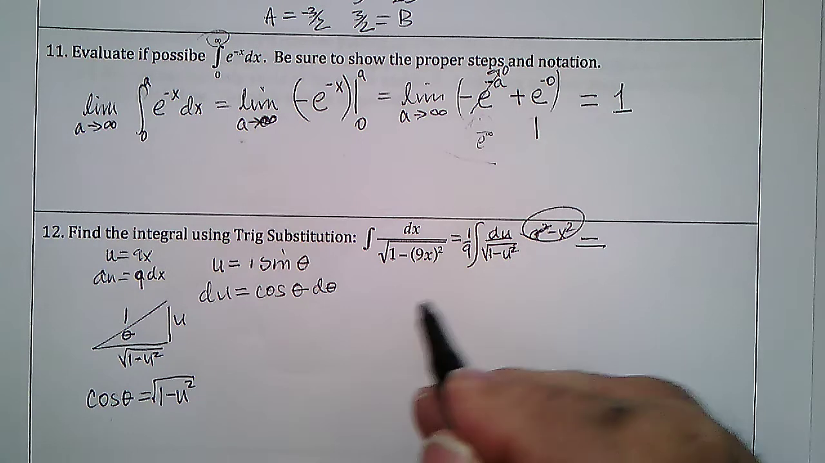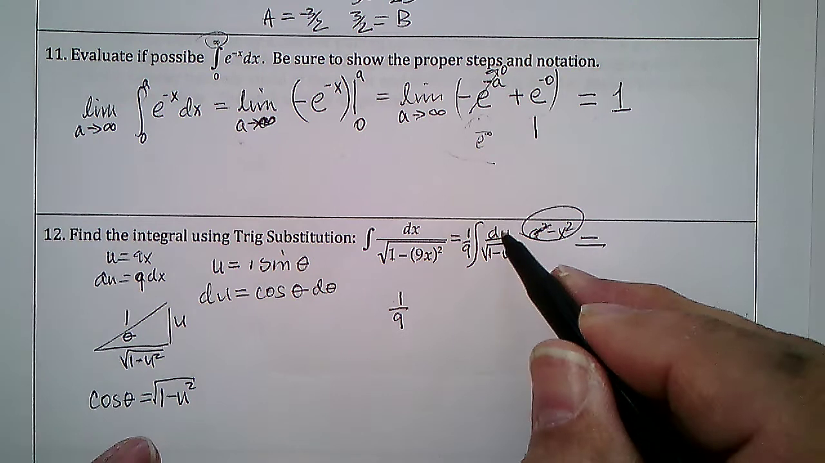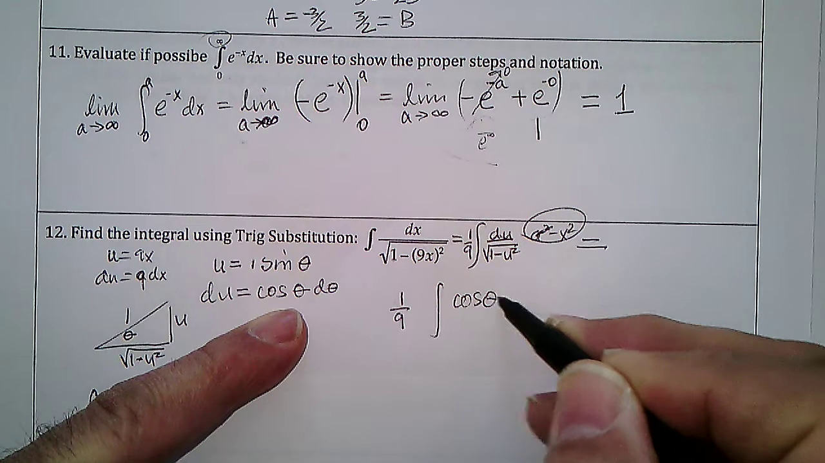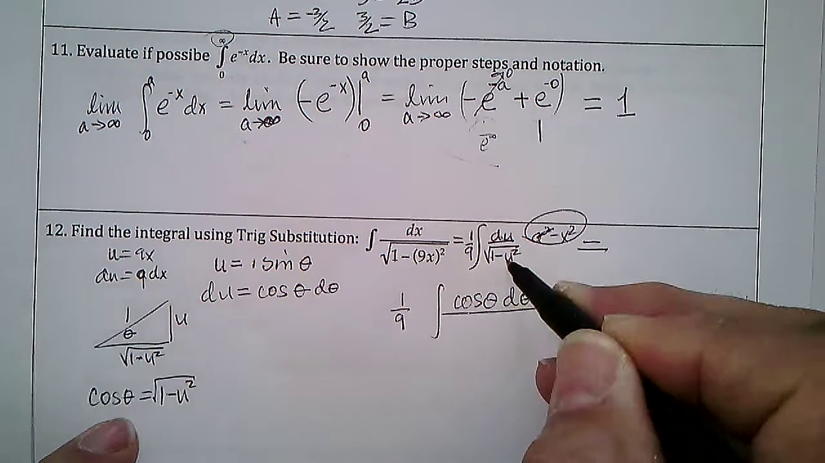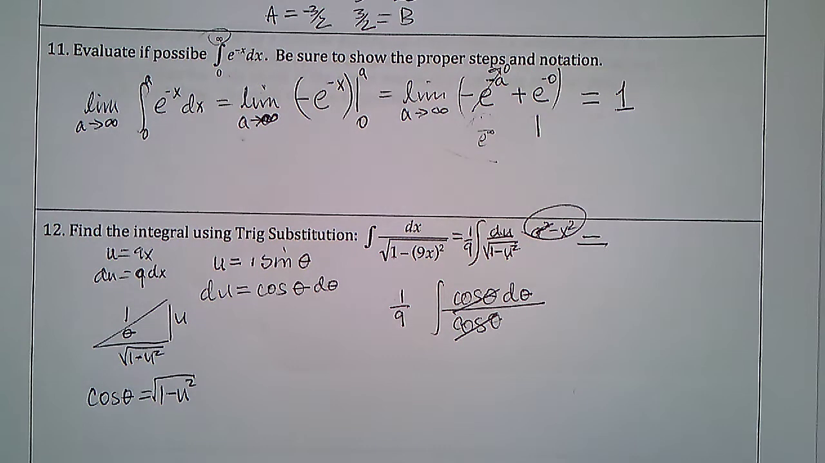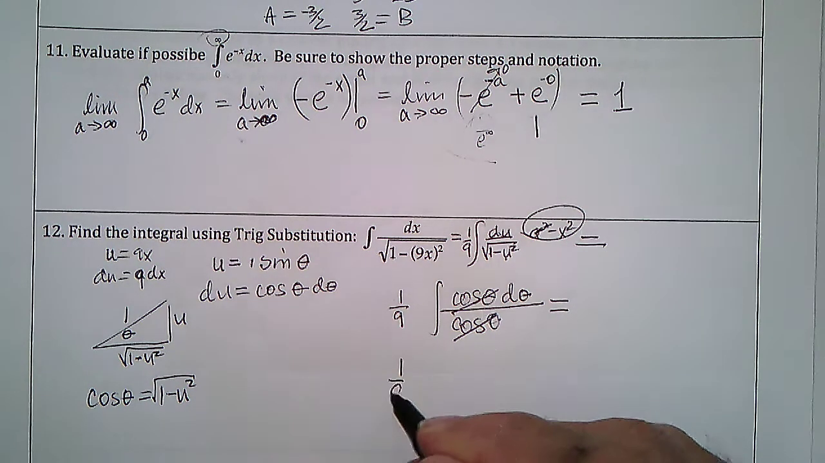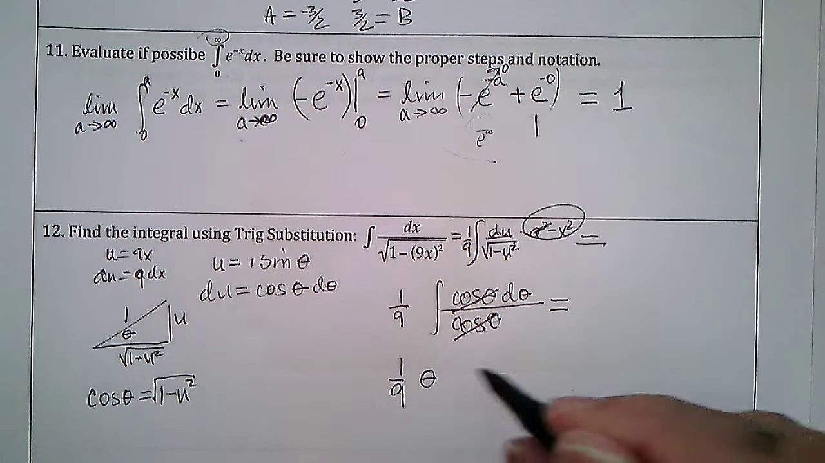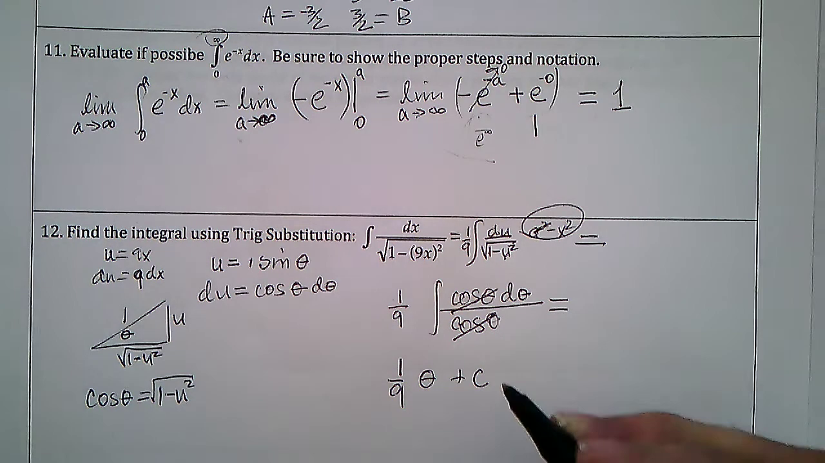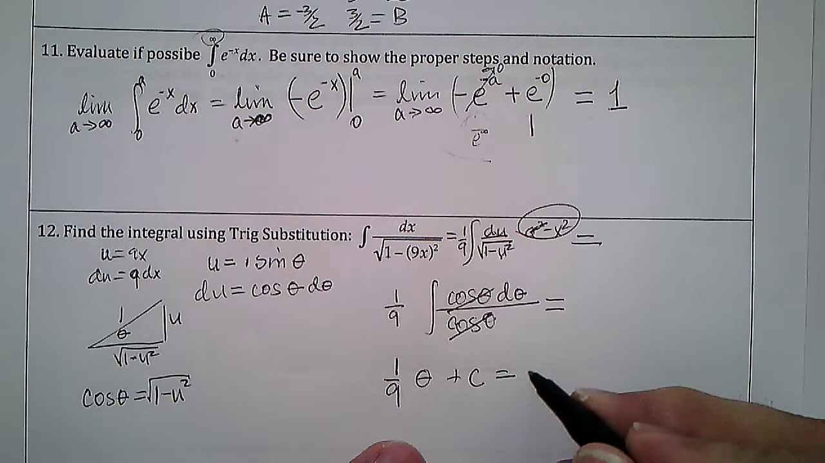So the integral would change to 1/9. Du would change to cosine theta d theta, and the square root is cosine theta. So the cosines cancel. And so we get 1/9 theta plus c. Changing theta back into u's, that would be the sine inverse of u.